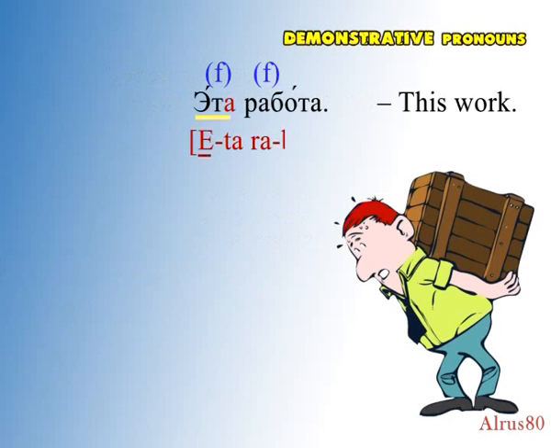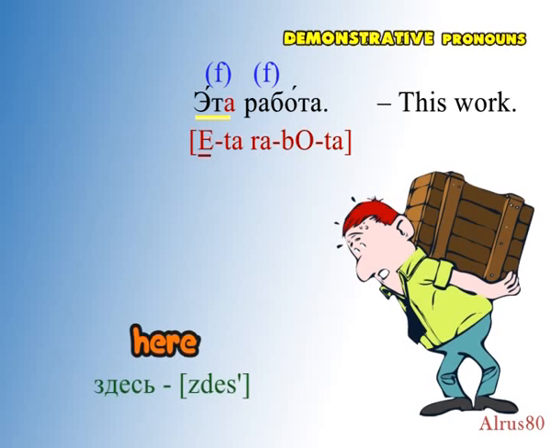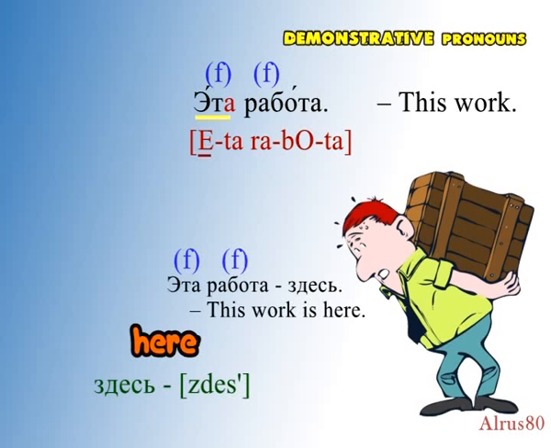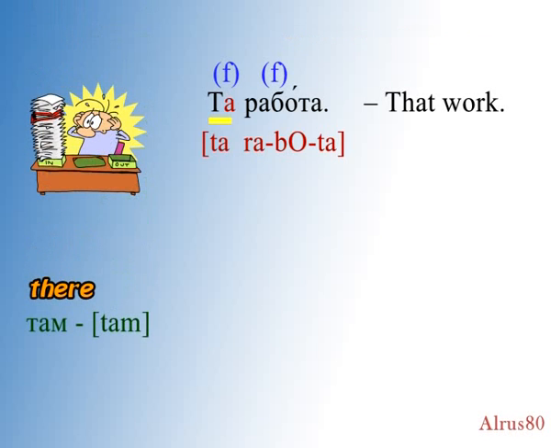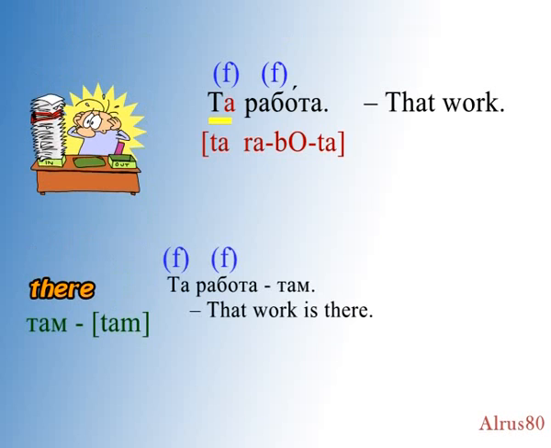Это работа. This work. Здесь. Это работа здесь. This work is here. Та работа. That work. Та работа там. That work is there.